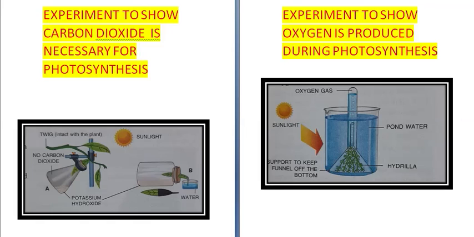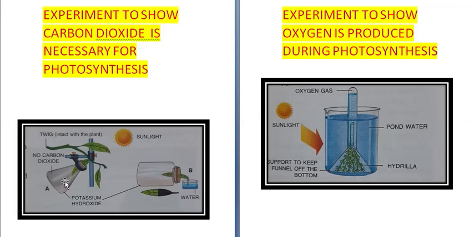Now what does potassium hydroxide do? It absorbs carbon dioxide. So inside the conical flask there is no carbon dioxide. Leave the plant in sunlight. After a few hours, test the plant for starch.